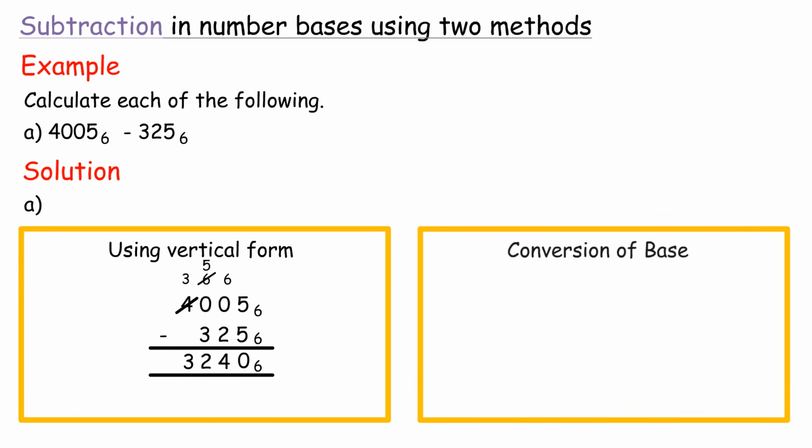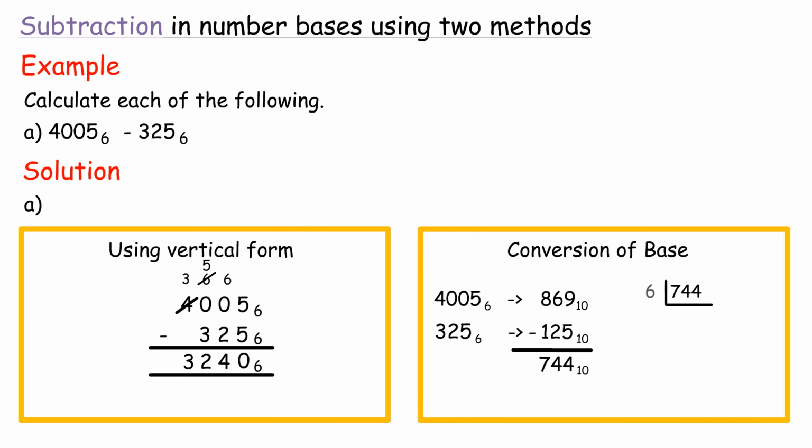Using method 2, conversion of base. Convert to base 10. 4005 in base 6 is 869 in base 10. 325 in base 6 is 125 in base 10. 869 minus 125 in base 10 equals 744. After subtracting in base 10, we need to convert back to base 6.